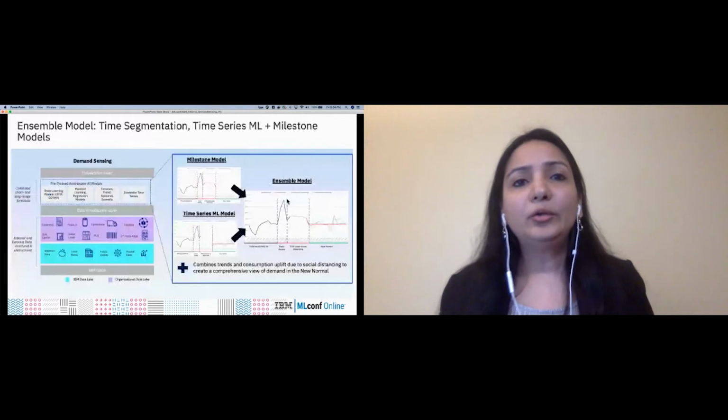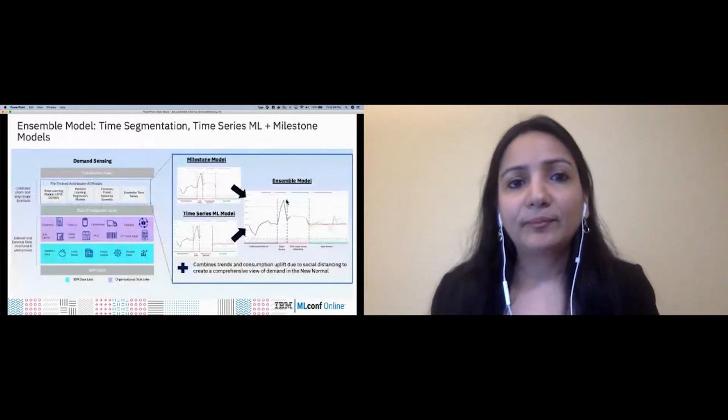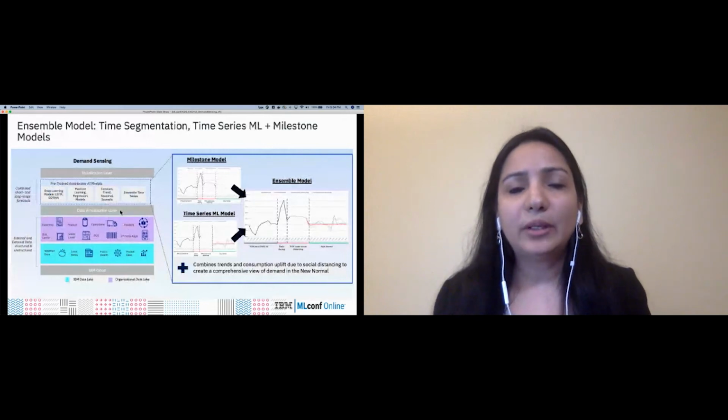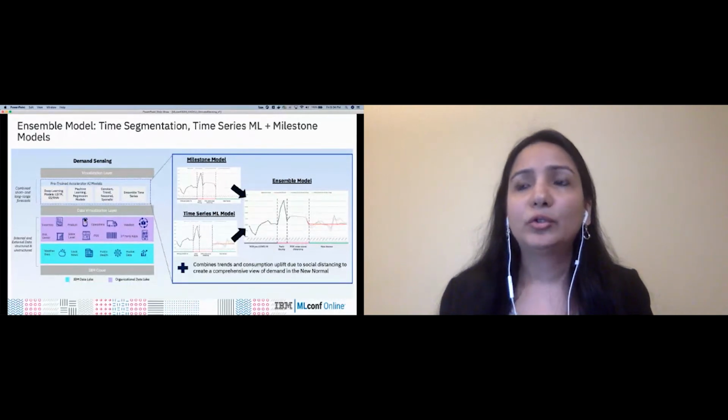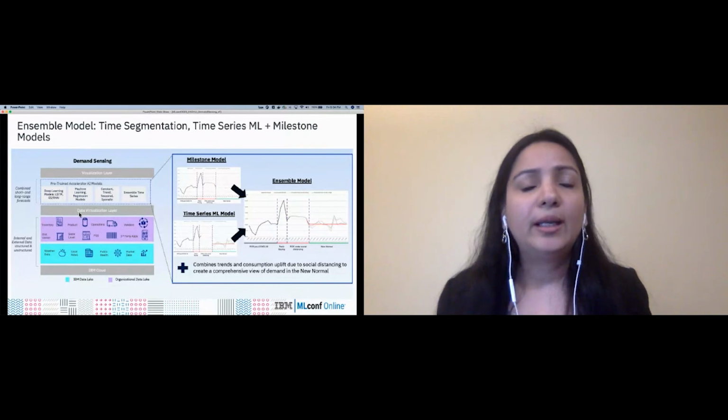Okay, so how do we use these indexes? Our solution is deployed on IBM Cloud. It combines these internal and external data sets, structured and unstructured data sources, goes through a data virtualization layer, and then we use our Accelerator AI models to produce these short and long range forecasts.